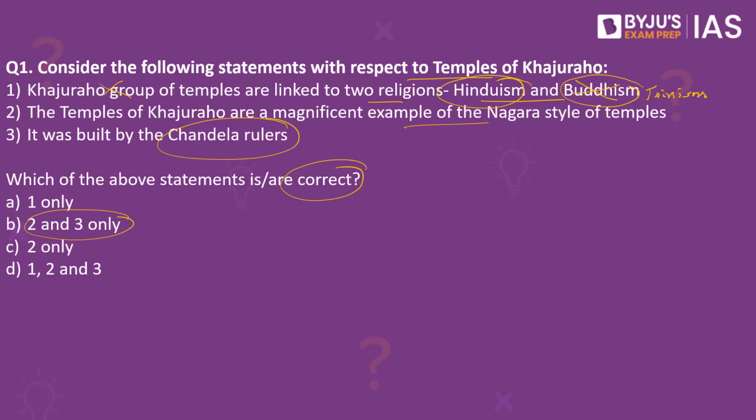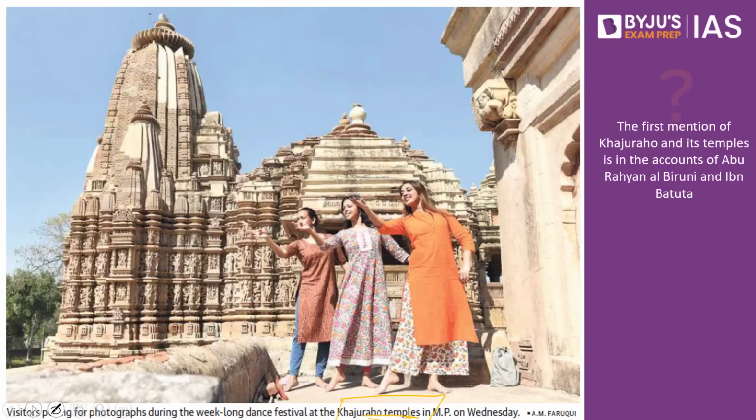The Chandela Empire ruled in the central part of India from the 10th to the 14th century. Chandelas were known for their liking towards art and architecture, and they built a number of temples as well. When it comes to the Khajuraho temple, the first mention of Khajuraho and its temples is in the accounts of Abu Rehan al-Biruni as well as Ibn Battuta. Also remember, they are built upon granite foundations. These temples are made using sandstone, and are currently being managed by the Archaeological Survey of India.